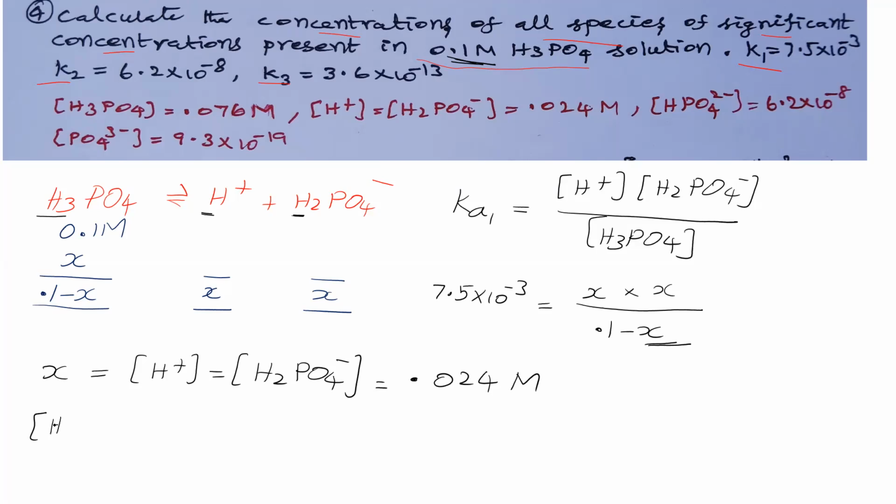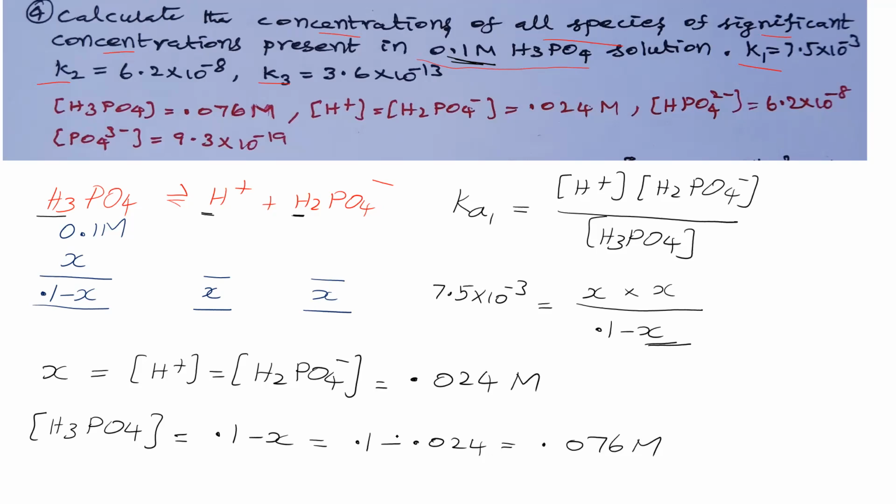Then we will calculate H3PO4. H3PO4 concentration is equal to 0.1 minus x. Now we will substitute the x value, 0.024. We are getting the concentration of H3PO4 as 0.076 molar. So we got the H3PO4 concentration. Then we will calculate the remaining species concentration.